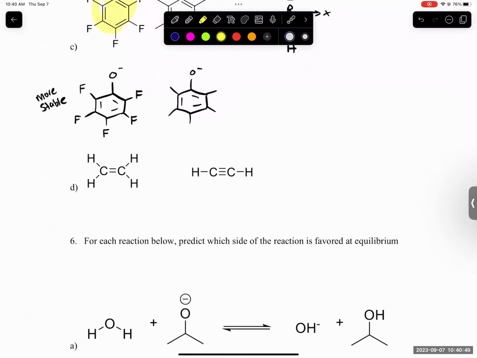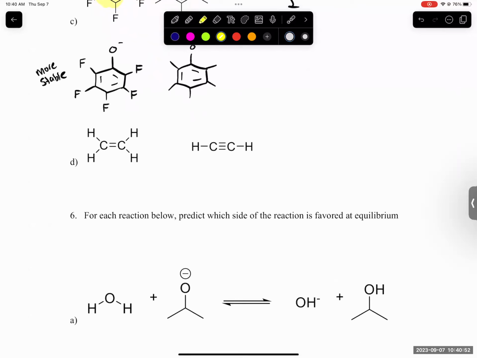And let's do this one here. Someone says, hey, which of these is more acidic? We say what? What do we say, guys? Let's look at the conjugate base. Then we see that there is a negative charge on those two carbon atoms. So what do we do to determine which one of those is more stable?